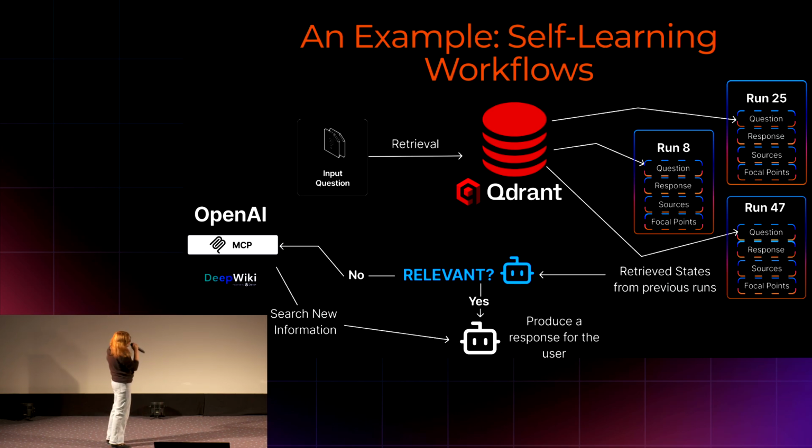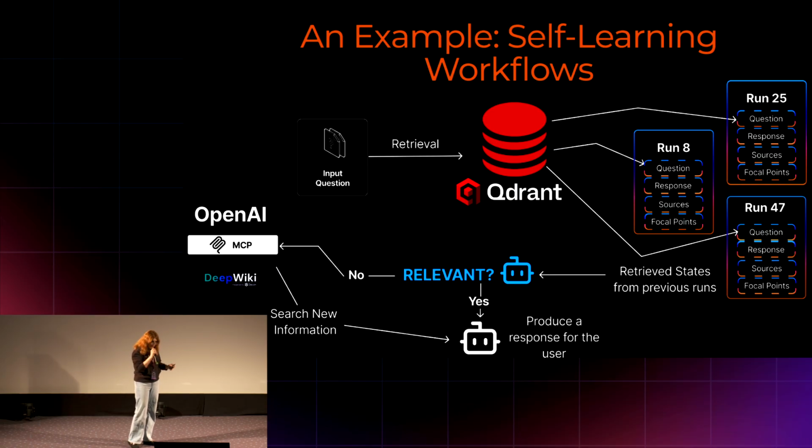So we have our input question, and the question retrieves from a Qdrant database. What it retrieves are states from past runs, let's say run 8, run 25, run 47. The state stores the question from the input and embeds that, so you can retrieve the question directly. And with the question, within the payload that Qdrant offers, which is my favorite characteristic feature by far of Qdrant, you can retrieve the whole state of the workflow. And you can inject that whole state as context to the next step of the workflow.